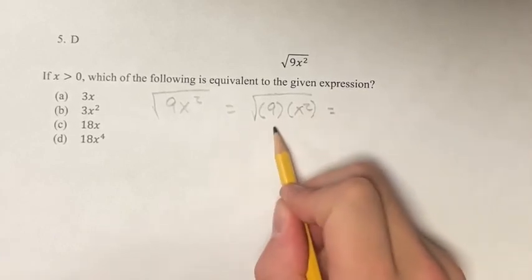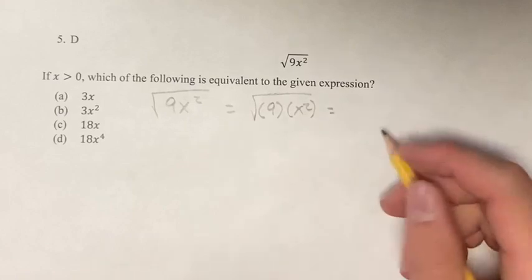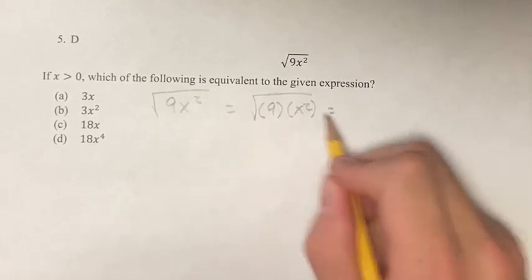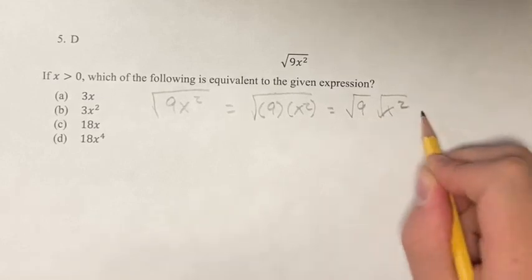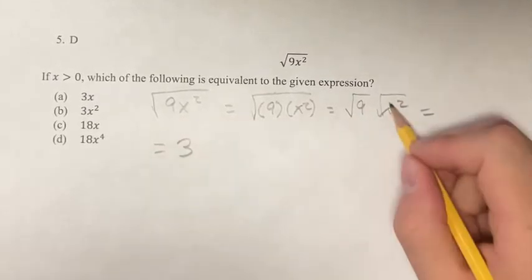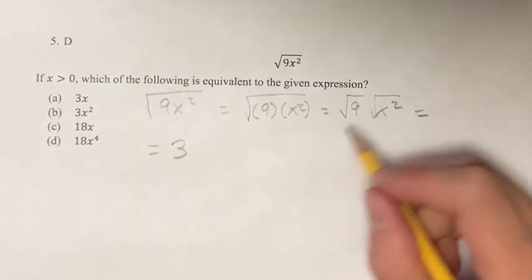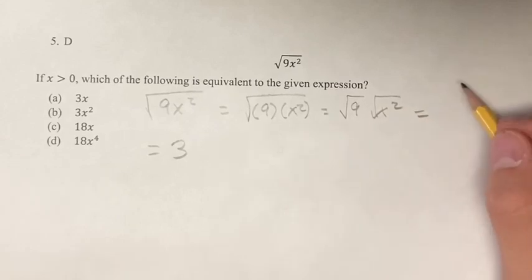And if you have that, you can separate these two terms and just take the square root of each of them individually. So the square root of 9 times x squared is the square root of 9 times the square root of x squared. The square root of 9 is 3, and the square root of x squared you might think is just guaranteed to be x, right? You're taking the square of something and then you're taking the square root of it, so you're just canceling out.